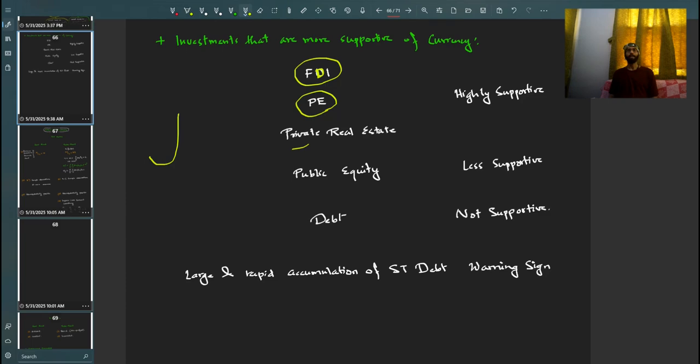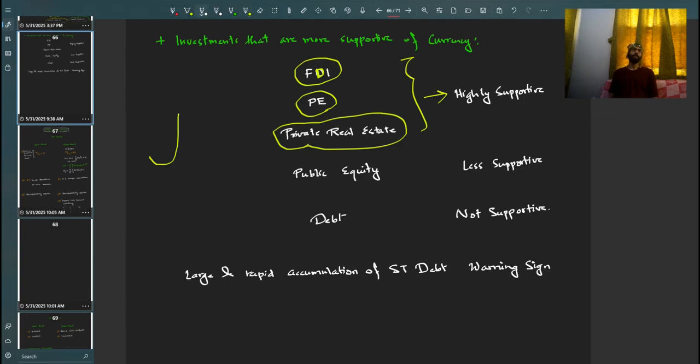Then private real estate, as we spoke. This is also quite a long-term or a very long-term kind of investment. Once foreign direct investment, private equity, private real estate, these kinds of investments are made, they are highly supportive of the currency, right?